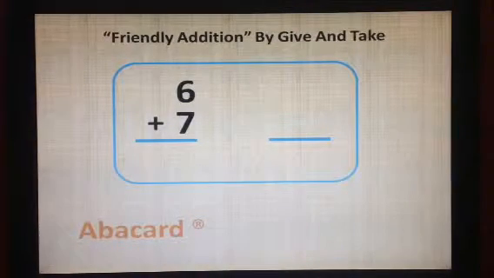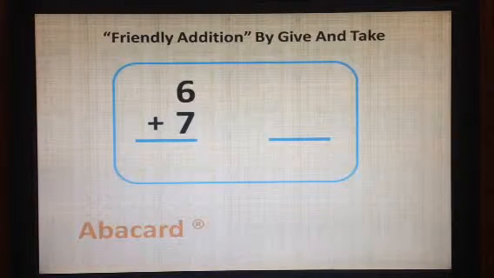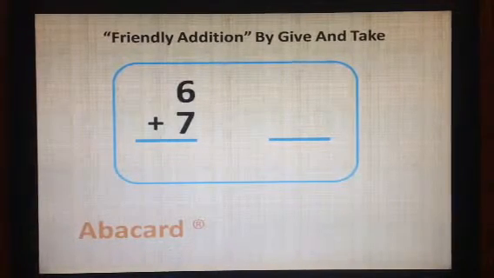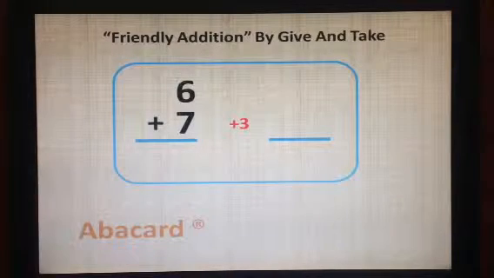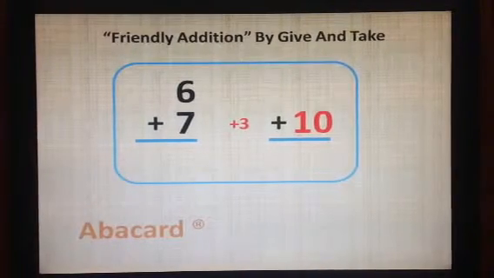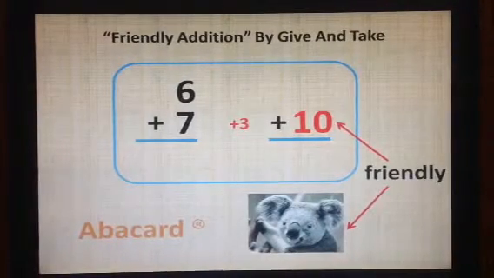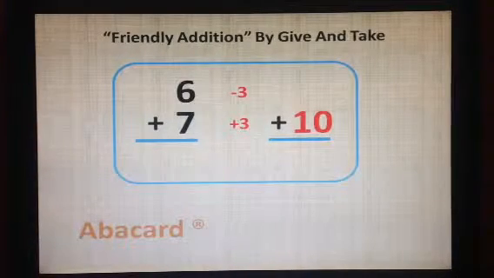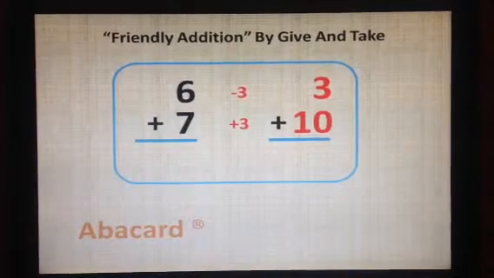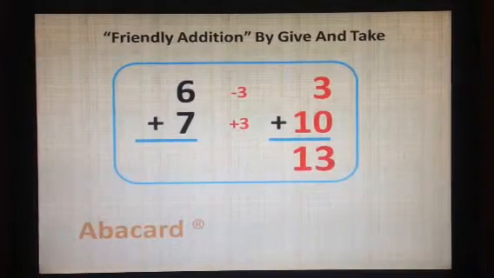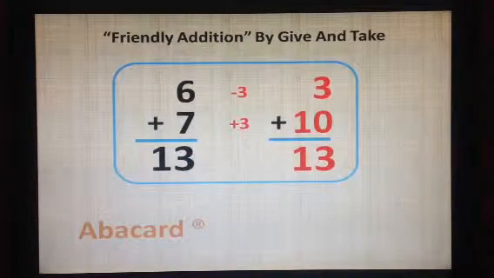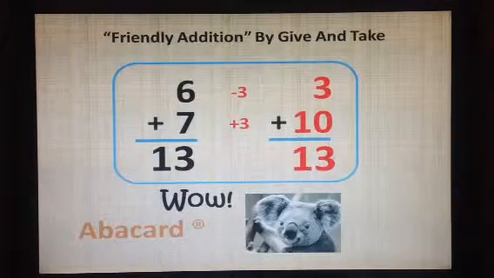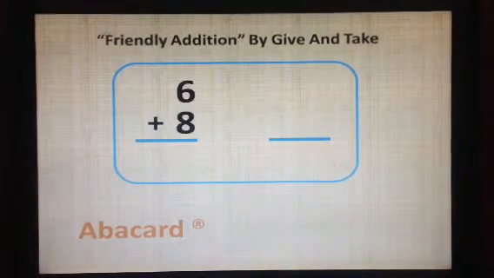A 7 and a 6. How can we make that 7 friendly? You were right. You add a 3 to it, you make it a 10. But then what do you have to do? Take away a 3, and what do you have? Woo! And guess what? And that's friendly. Wow. Let's take another one.